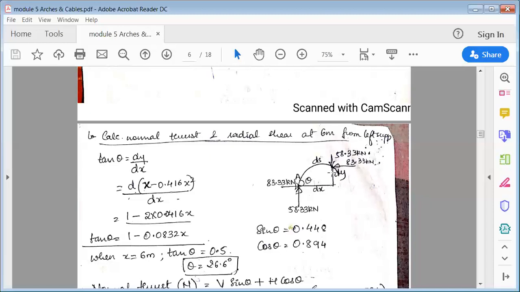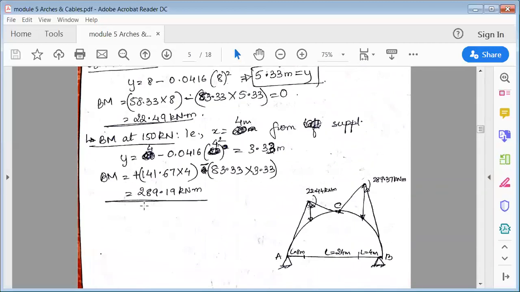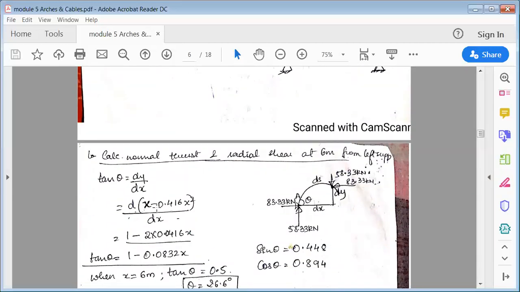Now you can see here tan theta is opposite by adjacent. So opposite is dy by dx. So tan theta is equal to dy by dx. Keep it as it is, dy by dx. Now instead of y, we have already derived this equation. So y, put it here: x minus 0.416 x square.